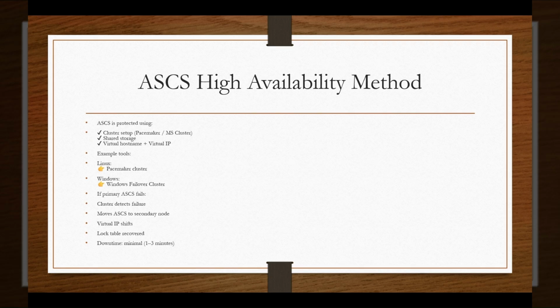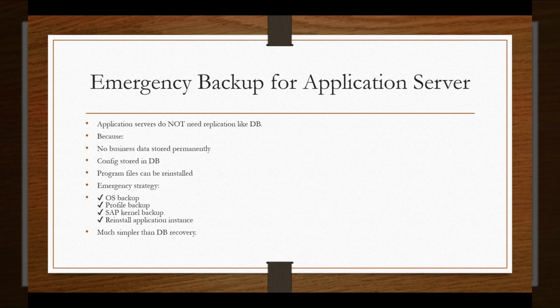So what is done here is, if we have Linux as the operating system, we have a pacemaker cluster. What this pacemaker does is it identifies if the ASCS instance is down, and automatically the backup ASCS instance that is set up for this scenario will come up, and there will be no or minimum downtime. A similar thing will happen in case of Windows with the help of the Windows failover cluster.